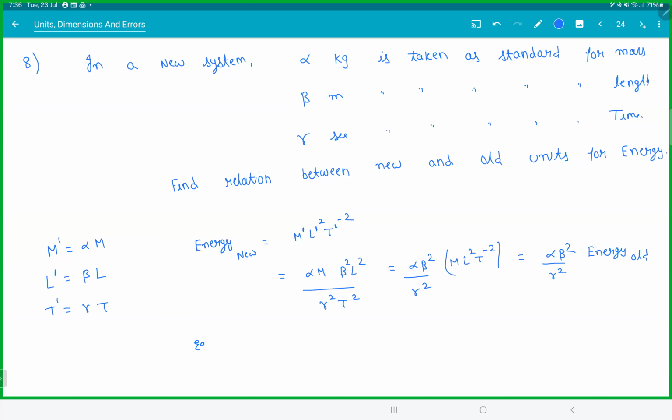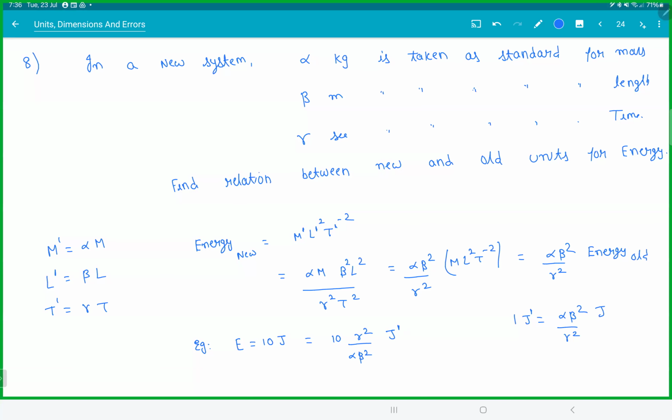Example, let's say if you tell me energy is 10 joules, so indirectly you're saying 1 joule dash is alpha beta square by gamma square joule. So substitute here. So this will be 10 into gamma square by alpha beta square joule dash. That's the relation. I hope everyone is getting this conversion.